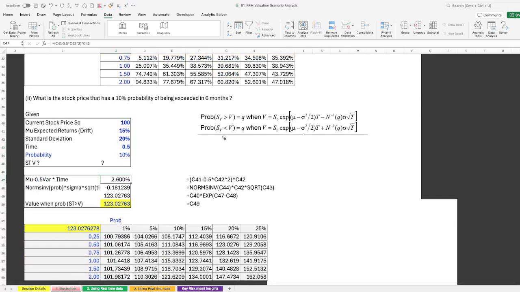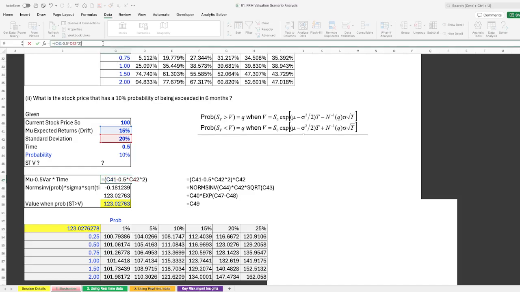So the formula is: the probability of ST greater than V is equal to Q. That is, we want the value V. That is nothing but the current stock price times exponential of (mu minus half the variance) times time, minus norms inverse of the probability times sigma times square root of time. So first calculate part of the formula: mu minus 0.5 times the variance, that is sigma squared, put it in brackets and multiply by time. So that will give you a part of the formula.